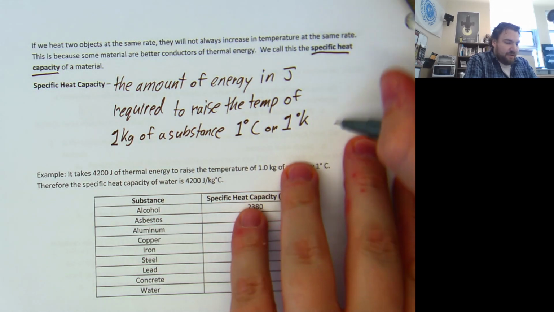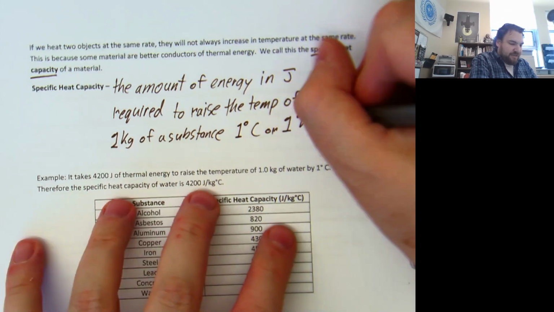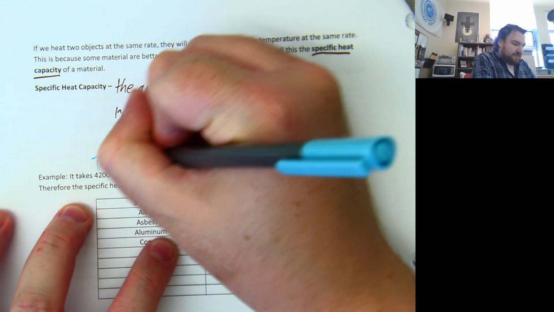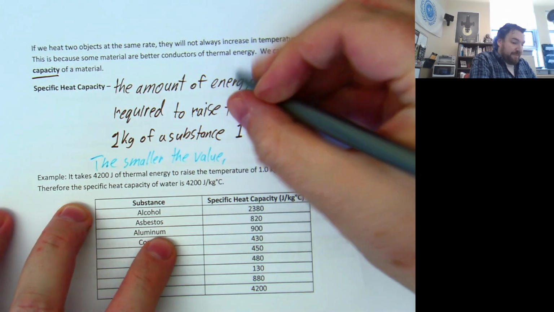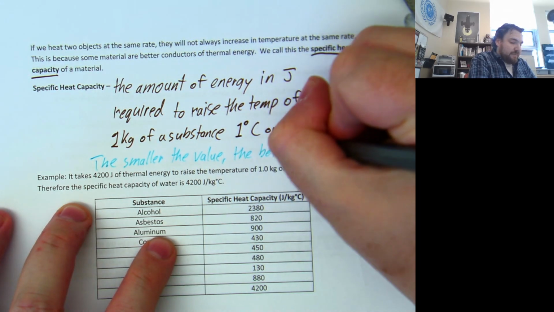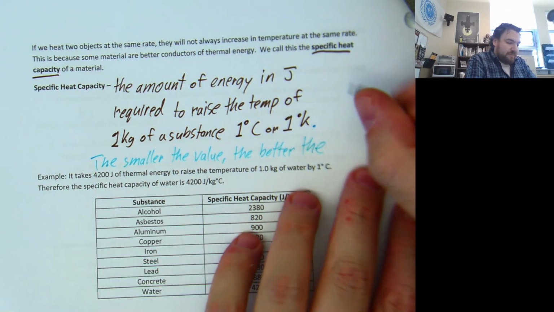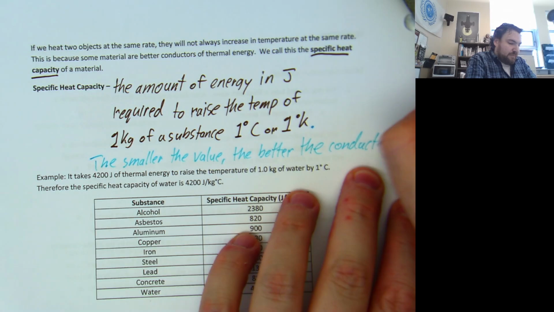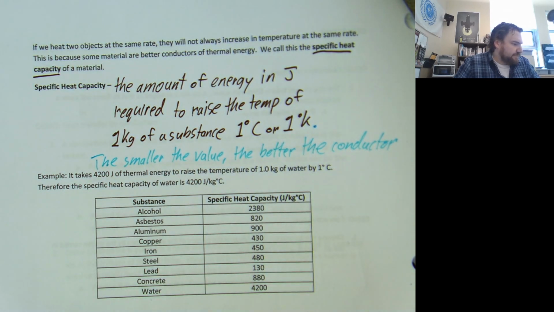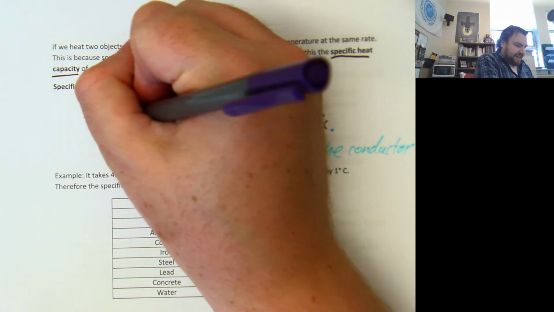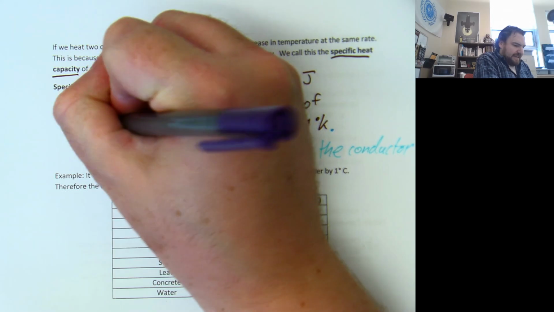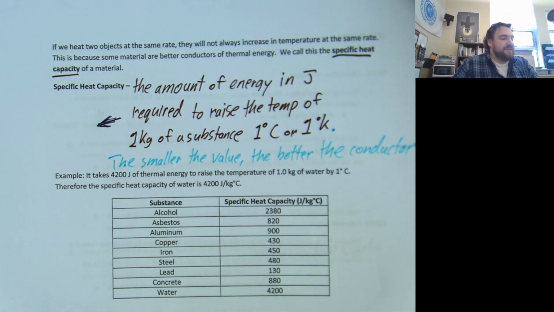This, we'll throw it here underneath. The smaller the value, the better the conductor. So let's look at this. I'm going to go to the left here. Let's look at this for a second. Let's look at the units and see if we can figure out the formula for this.